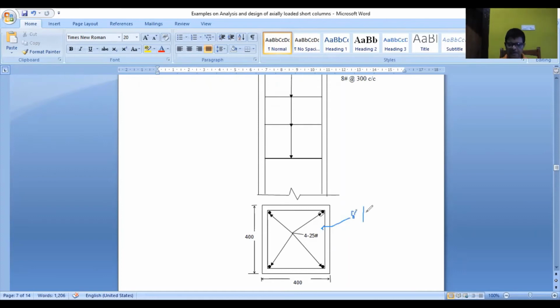That is not written, you can write 8 mm at the rate of 300 center to center. Okay, this is your lateral ties, you can write here also. And these bars are 4 numbers, 25 mm bars at the 4 corners, minimum size is given.